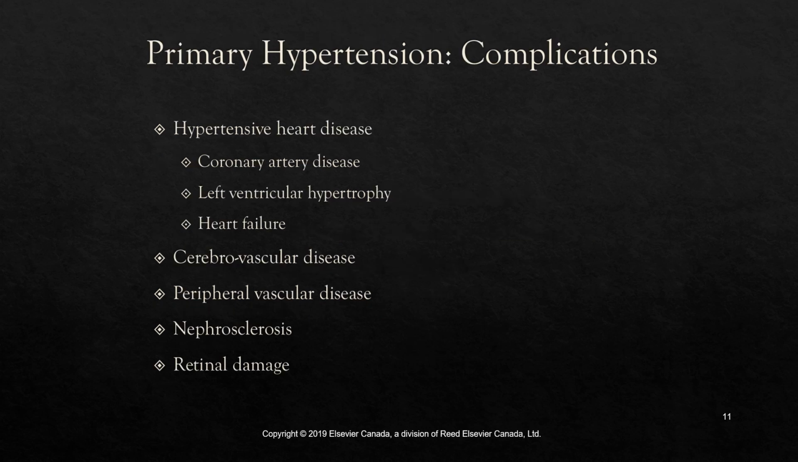So looking at the complications that can occur with primary hypertension, there are many. Things like hypertensive heart disease, which involves coronary artery disease or having a heart attack, left ventricular hypertrophy, heart failure, cerebrovascular accident, which is commonly known as a stroke, peripheral vascular disease, nephrosclerosis, and retinal damage.